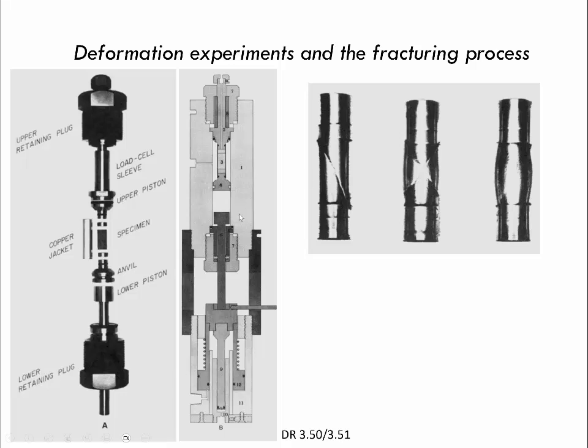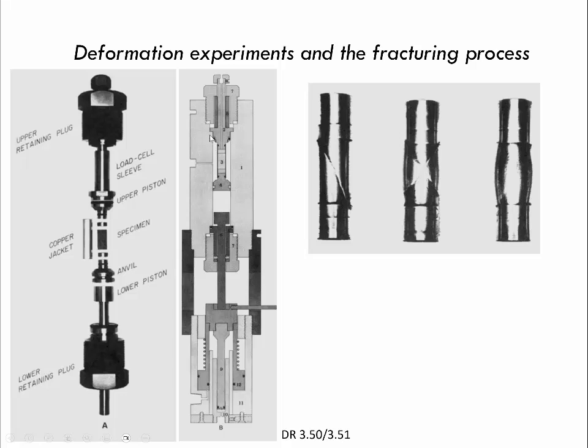Here we see some illustrations showing that an upper and a lower piston and the anvils are pressed against the specimen that we see here. Very often these specimens are covered in a thin copper jacket that holds the specimens together after rock failure, and upper and lower pistons are pressing them together with great force in order to fragment these rocks.